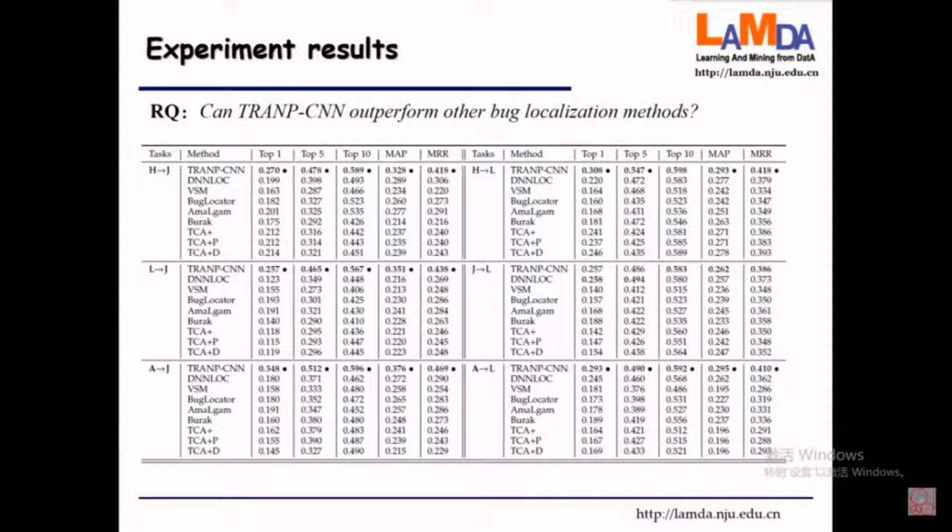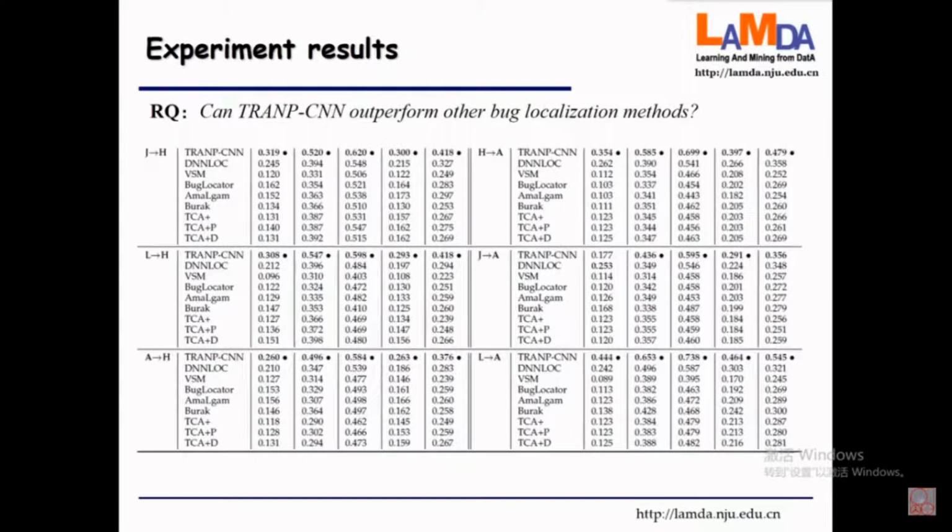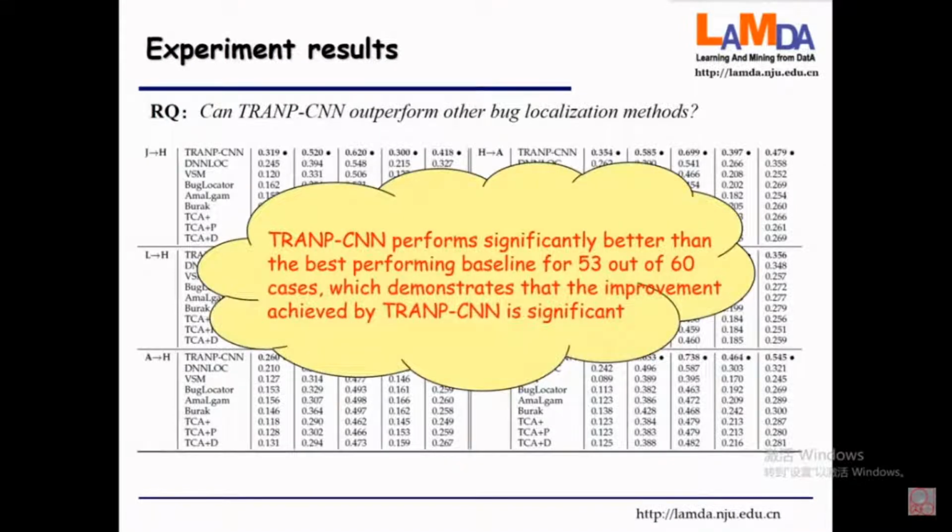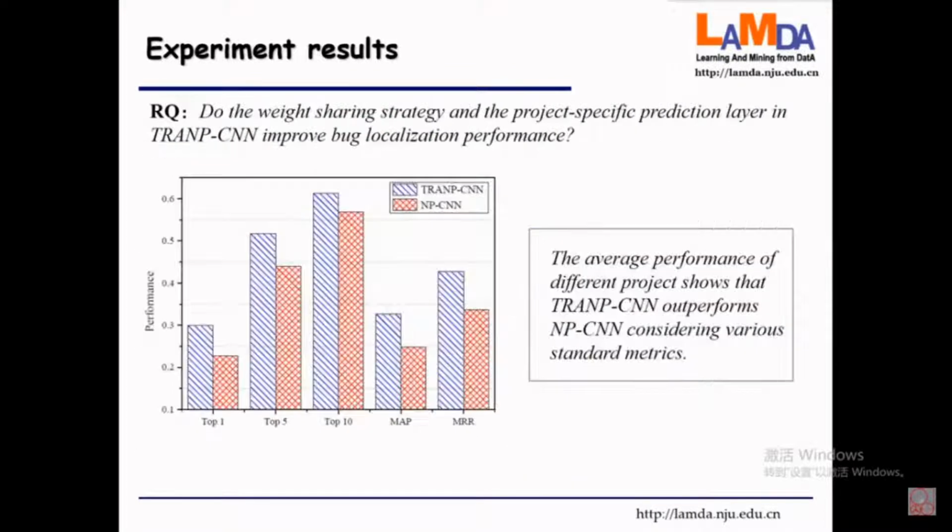The second research question: we compare CHOMP-CN with previous state-of-the-art methods, including within project and cross-project bug localization methods. In all 60 cases, CHOMP-CN performs the best on 53 baselines, which demonstrates that the improvement achieved by CHOMP-CN is significant. The third research question we want to investigate is: do the weight sharing strategy and the project-specific prediction layer in CHOMP-CN improve bug localization performance? The results show that CHOMP-CN outperforms NPCN considering various standard metrics, so our strategy works.